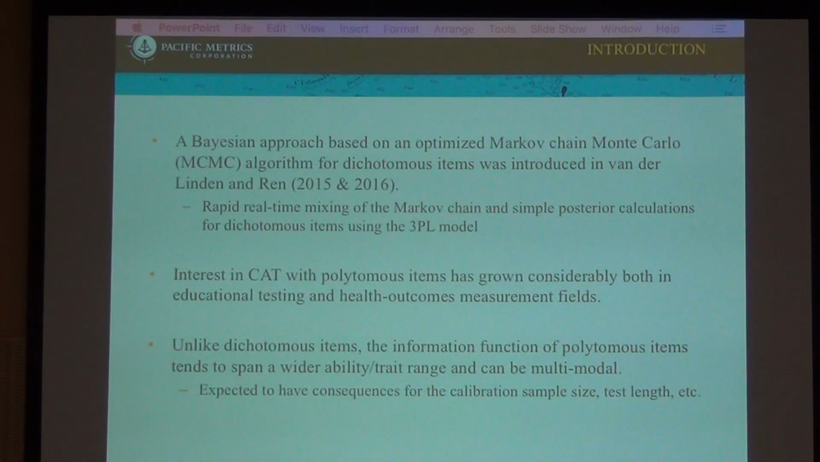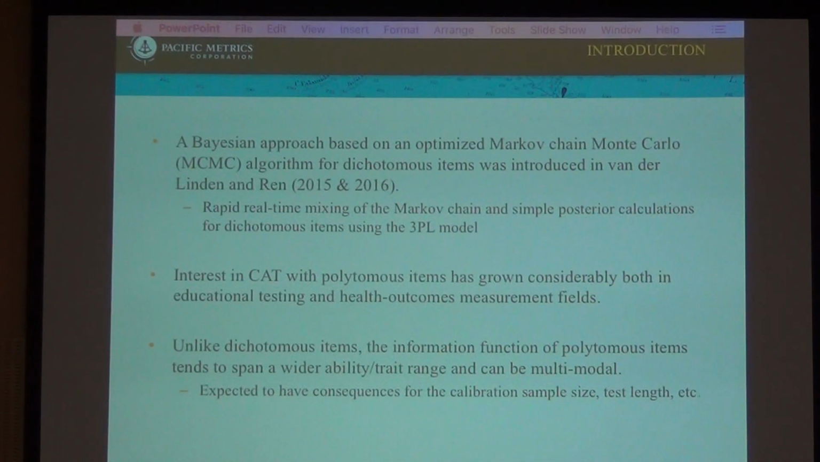Recently, a Bayesian approach based on the optimized Markov chain Monte Carlo algorithm for dichotomous items was introduced in van der Linden and Ren, 2015 and 2016. Because of the rapid real-time mixing of the Markov chain samples, and just using some simple calculation for the posterior distribution, the algorithm showed it's very efficient for dichotomous items with the 3PL model.